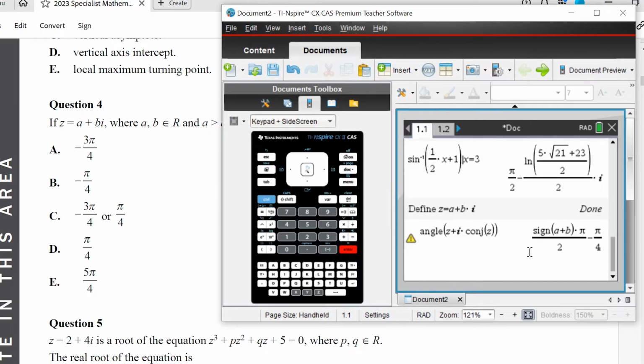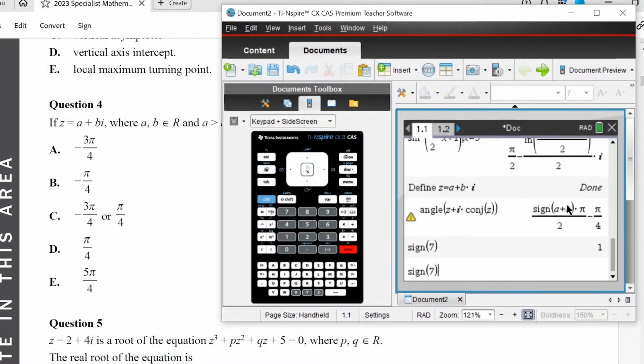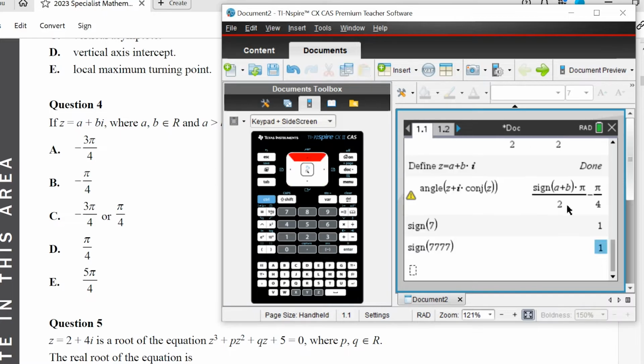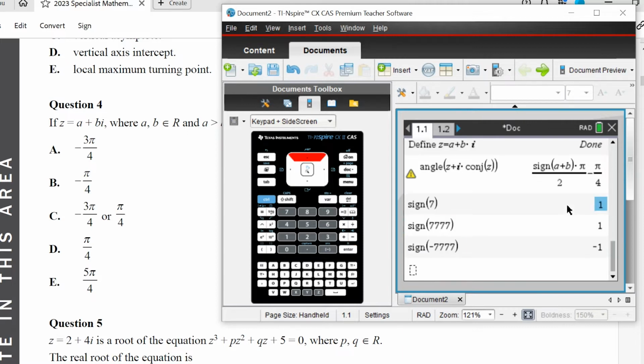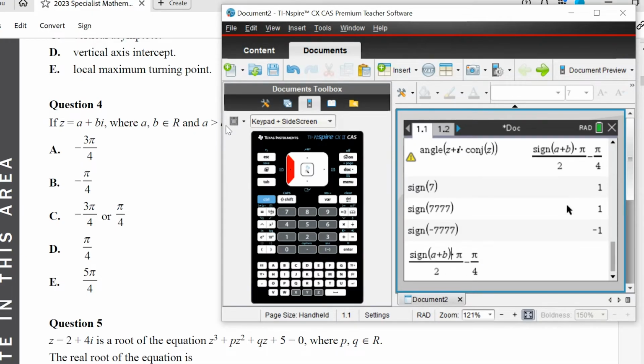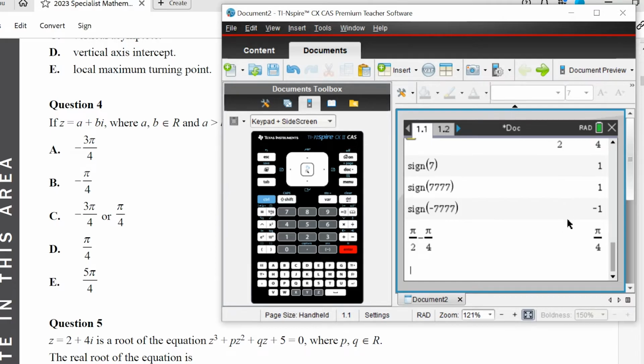Now it's giving me this sign function. What that is basically going to give you is 1 if these things are positive. So if I type in sine of 7, it would just give me 1. If I type in sine of 777 or whatever, it would give me 1. If I put a negative number in there, it's going to give me -1. In this case, because I know a and b are positive, that should just give me 1. So what I'm going to get is pi on 2 minus pi on 4, which is just pi on 4.